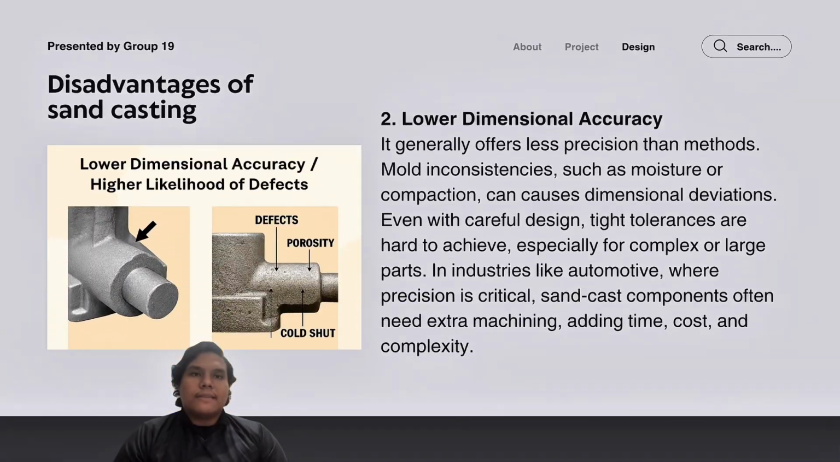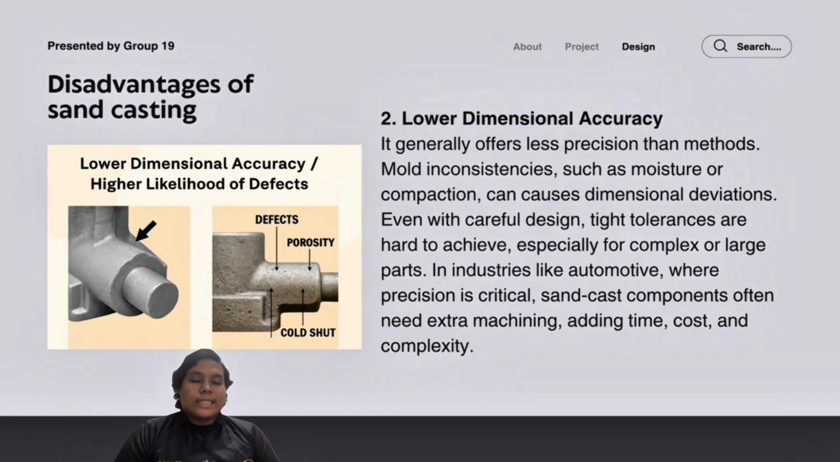The second disadvantage is lower dimensional accuracy. It generally offers less precision than other methods. Inconsistencies such as moisture or compaction can cause dimensional deviation. Even if we carefully design, tight tolerances are hard to achieve, especially for complex or large parts. In industries like automotive, it often needs extra machining, adding time, cost, and complexity.